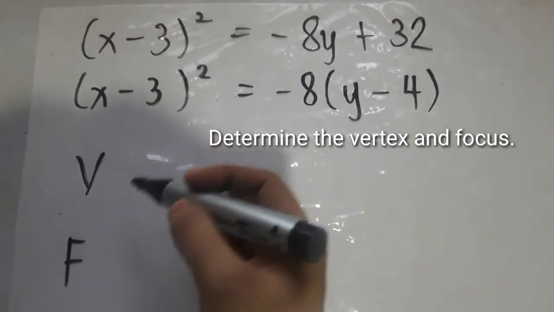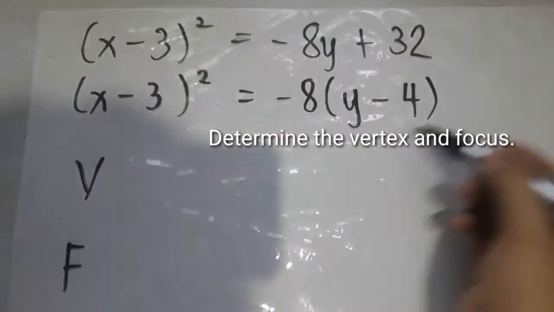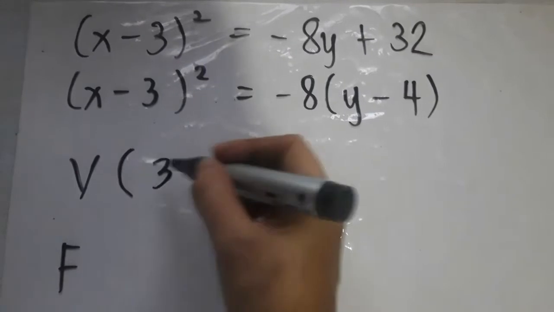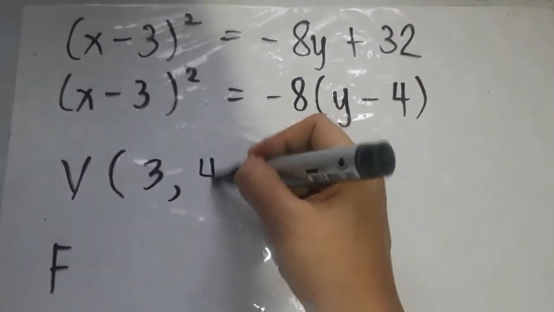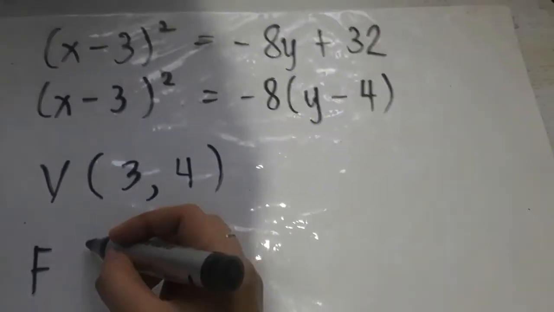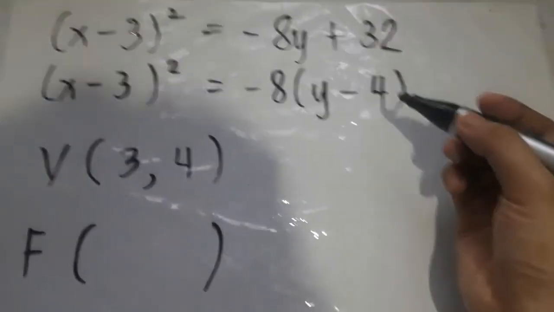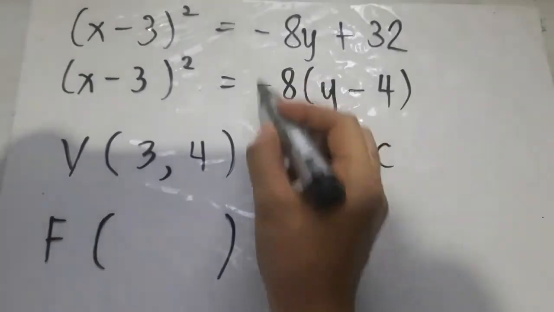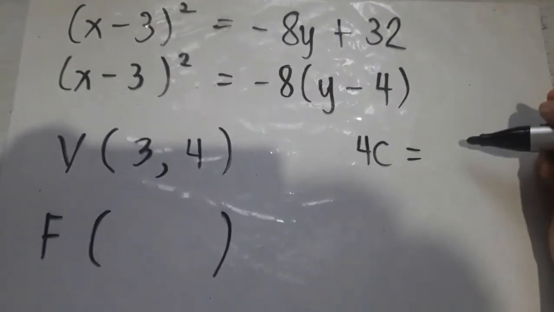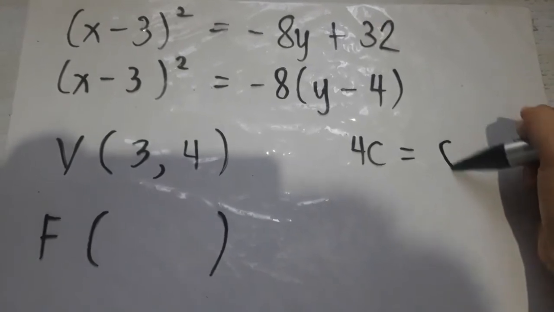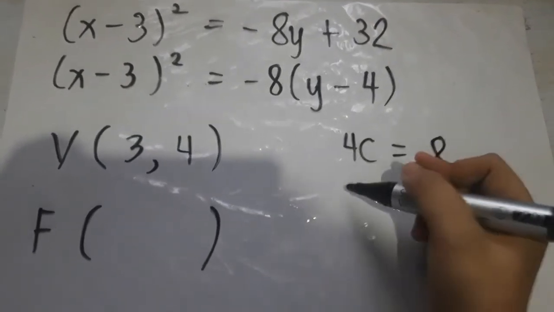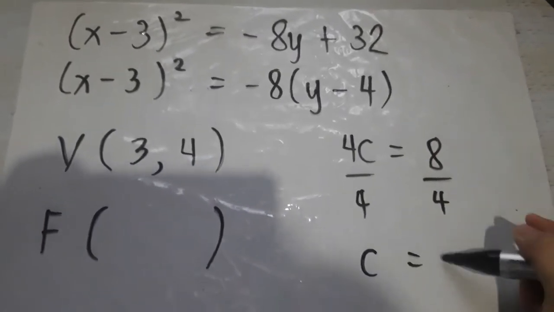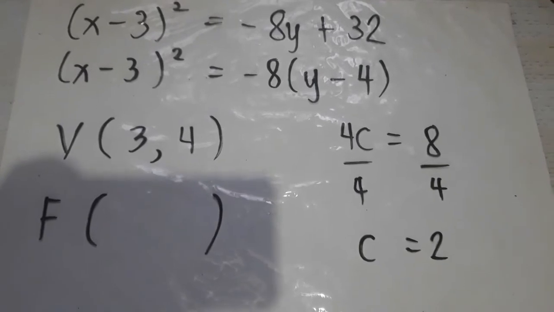Next, we'll find the vertex and the focus based on its standard form. The vertex will be (h, k), which is the opposite sign. So we have 3, and the opposite sign of negative 4... that is 4. So we have 3 and 4. And then for the focus, we need to solve first for the value of c. The coefficient of y, which is negative 8, is the value of 4c. So we'll use positive 8. 4c, divide both sides by 4, that is c. 8 divided by 4 is 2. Therefore, c is equal to 2.